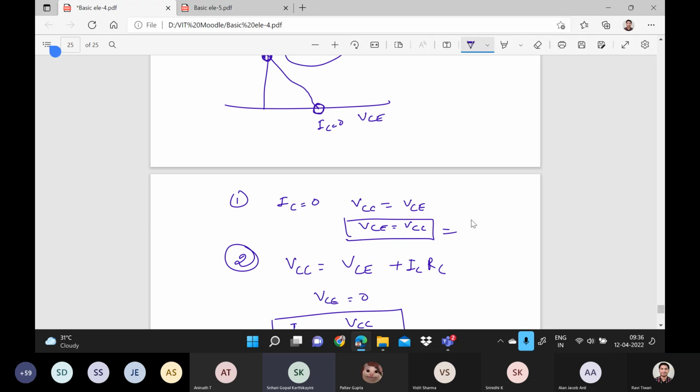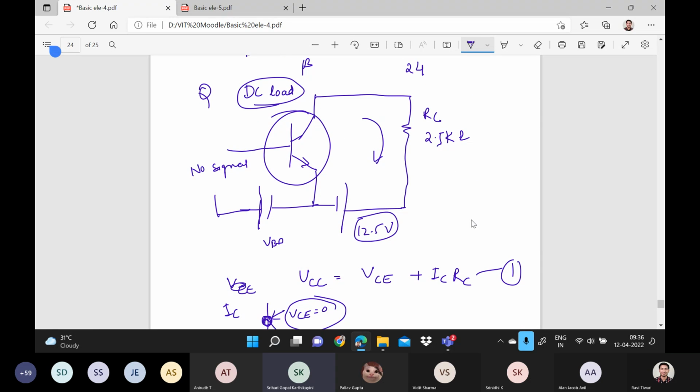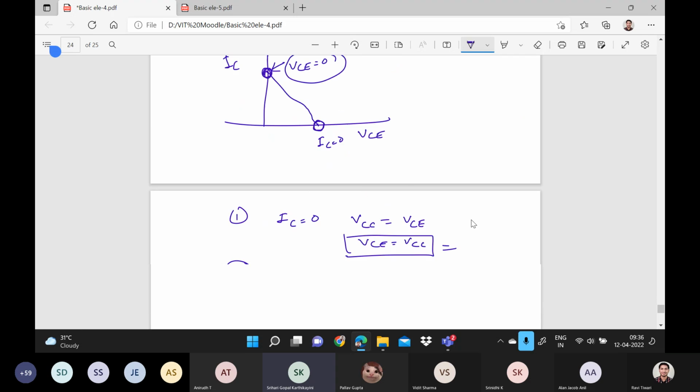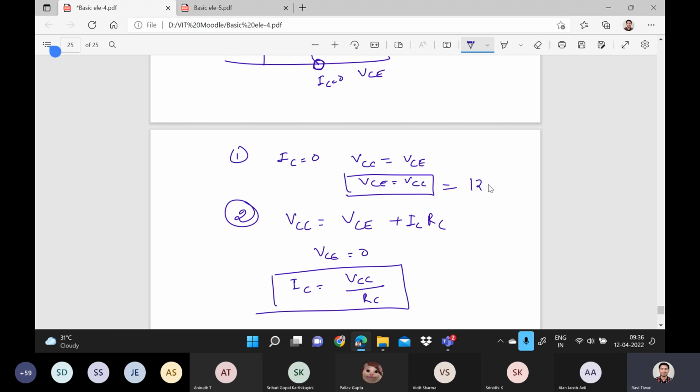So can you scroll up for a minute? Because I just want to see the circuit. So the VCC will be 12.5 volt. Yes, so it will be 12.5 volts. Tell me the value of IC.